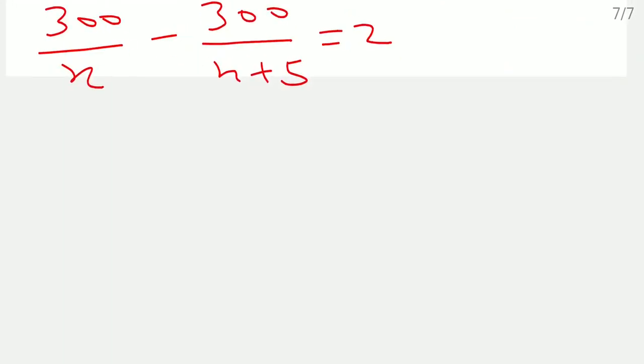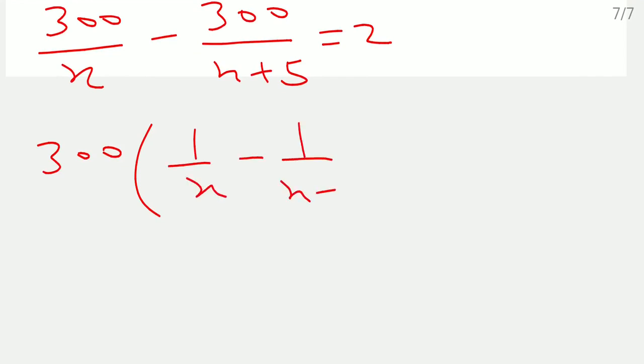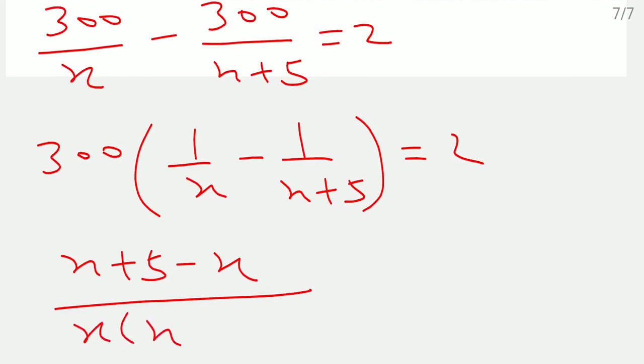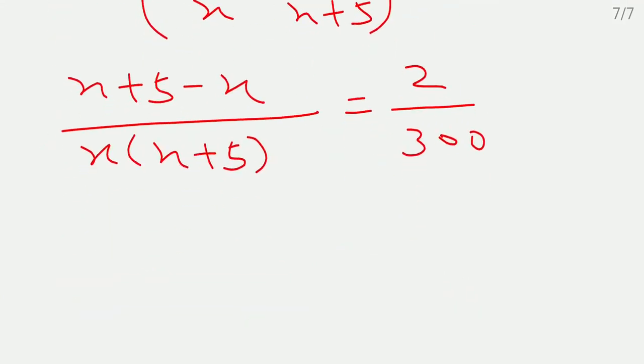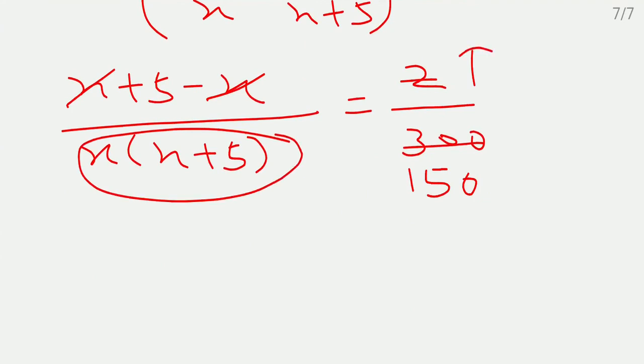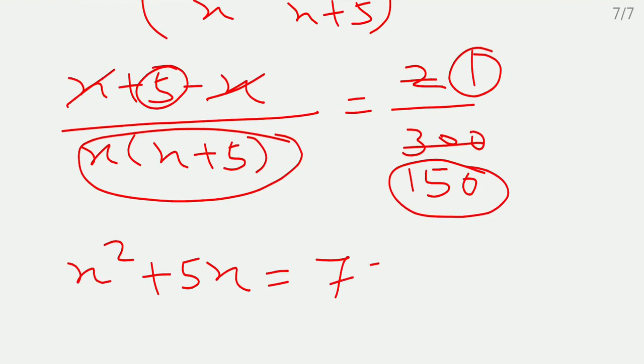Now I will take 300 as common. 1 by x minus 1 by x plus 5, which is equal to 2. I'll do the LCM now: x plus 5 minus x divided by x into x plus 5, which is equal to 2 by 300. Now we'll do the cancellation. The minus x plus x cancel. 2 ones are 2, 2 fives are 10. Now I'll multiply this one and this one, that is x square plus 5x, which is equal to 150 into 5, which comes as 750.